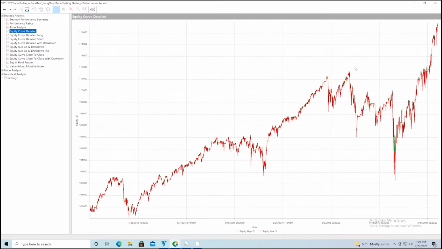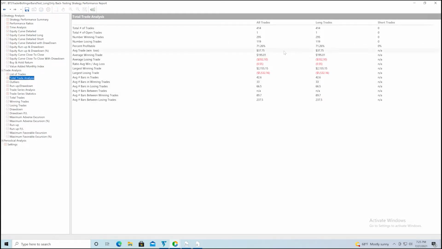And here's the equity curve. It's okay in the sense that it's going from bottom left to top right, but as we saw before, the Sharpe ratio isn't very good. Trade analysis: average trade is 37.75. Definitely would like to see that higher, generally speaking.